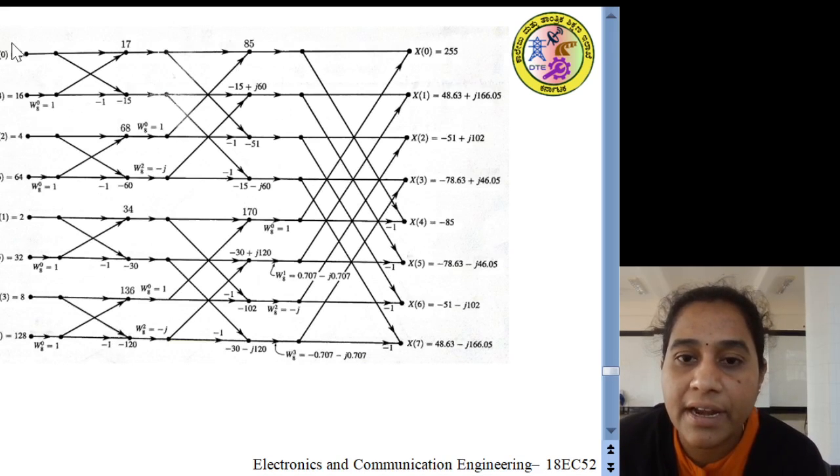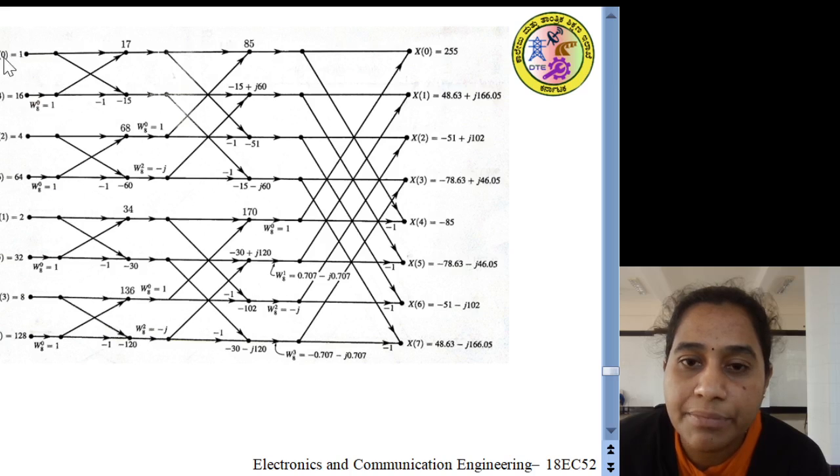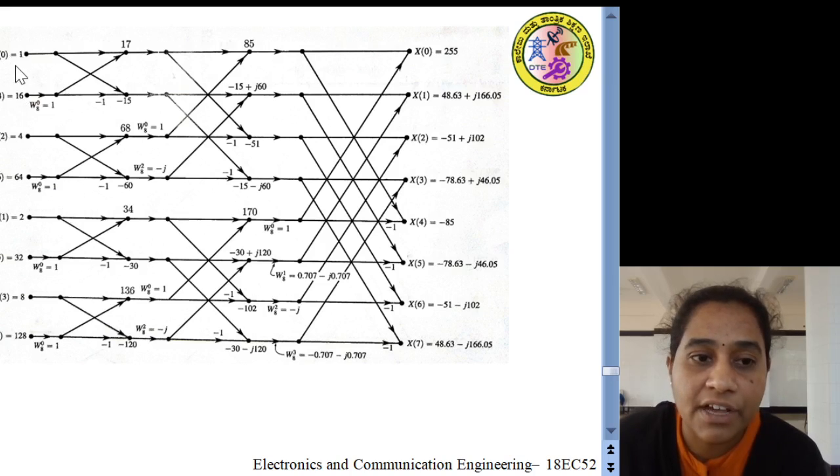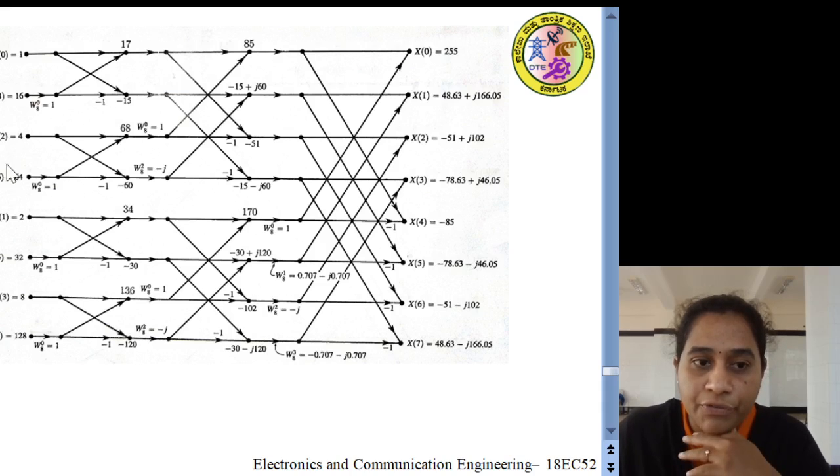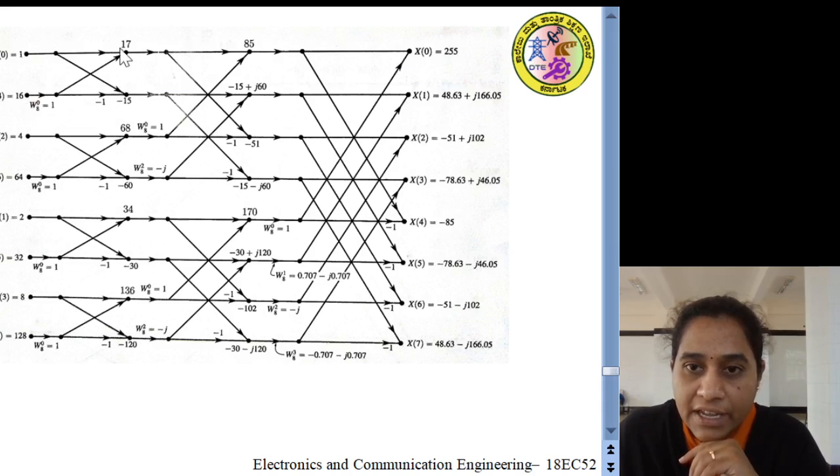We can observe here the input we are giving is in bit reversal order. You can observe here, not as x of 0, x of 1 and x of 2, instead we are giving it as x of 0, x of 4, x of 2, x of 6, x of 1, x of 5, x of 3 and x of 7. Along with the corresponding values we have substituted the inputs here. After the first stage of calculation, we obtain the outputs 17, minus 15, 68, minus 60, 34, minus 30 and minus 120.